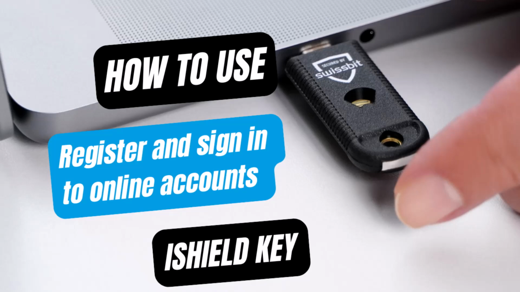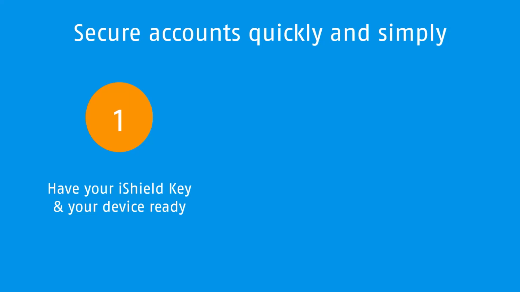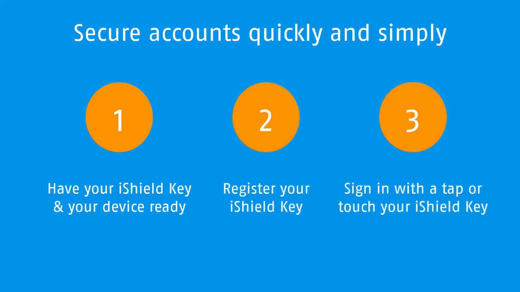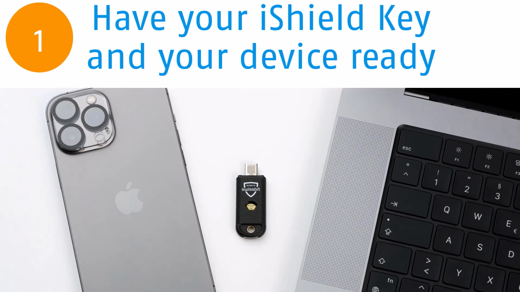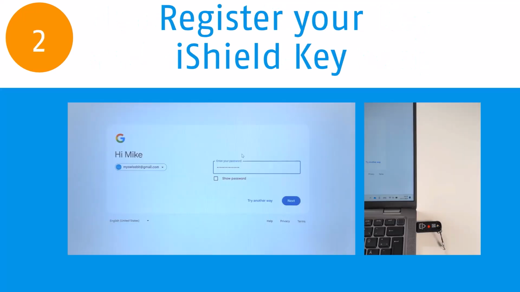We will look at the high-level steps on how to get started with your iShield key. Securing your accounts with the iShield key can be done in just 3 steps. Step 1. Have your iShield key and your device ready. Most services require registration via a PC or Mac, even if they support mobile authentication.